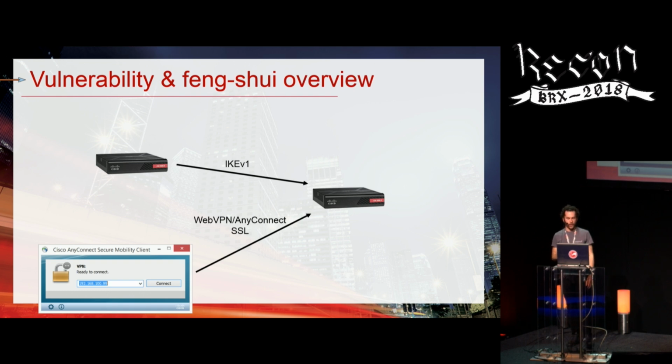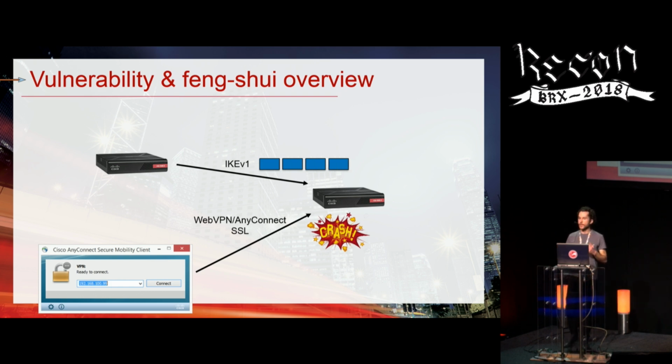So today we're going to talk about a bug in SSL. Well, not in SSL, but in a protocol embedded into SSL. And we're going to leverage IKEv1 for the feng shui in order to exploit the bug in SSL.